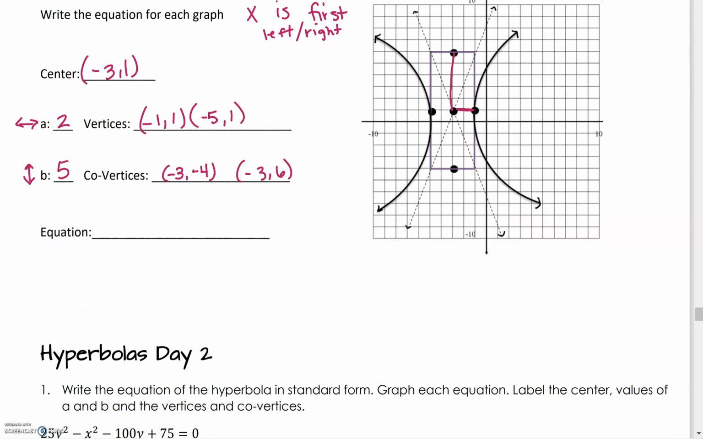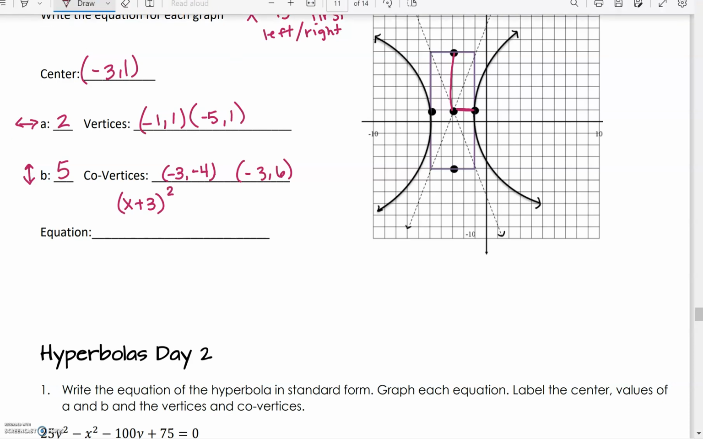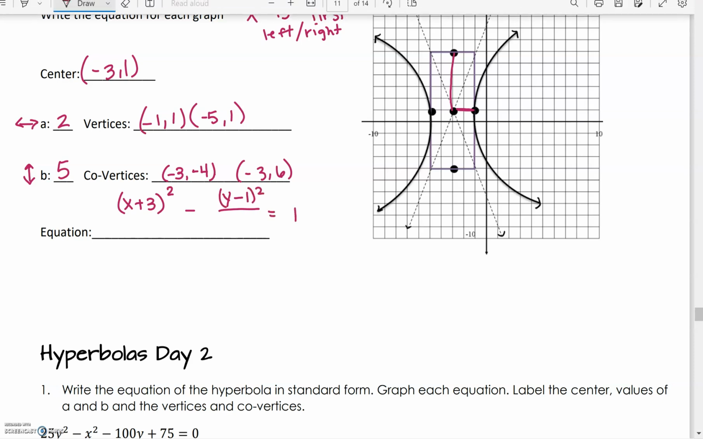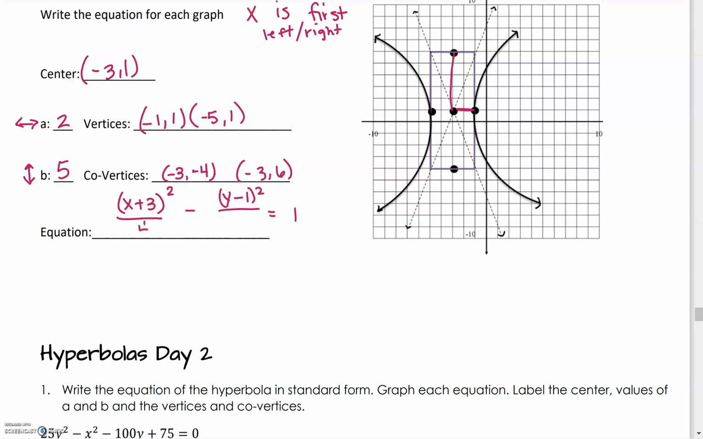So x being first, we're going to do our x plus 3, since we're putting this back in, squared, and it's a minus, and then a y minus 1 squared, and again, it always equals 1. And then we're going to go ahead and square again. a goes first, so it's going to be 2 squared, which is 4, and then 5 squared, which is 25.